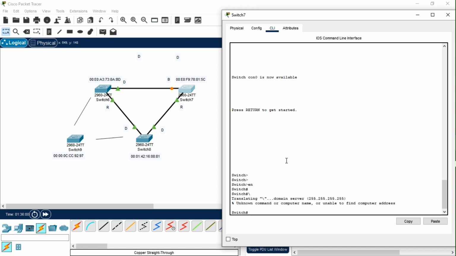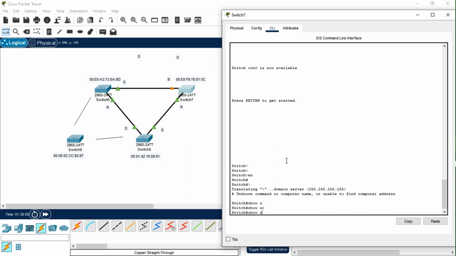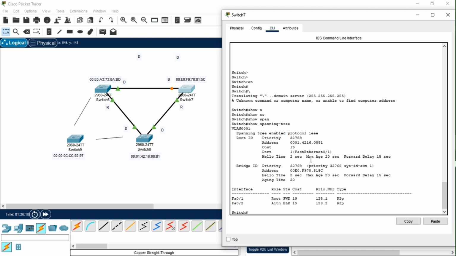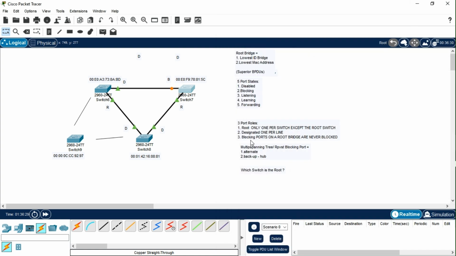Let's go back to here. Show spanning tree. So you guys can see here the role. It doesn't say blocking. The status is blocking, but the role is also known as alternative, which is blocking. So just keep that in mind when it comes to the jargon, but these rules still apply, and these rules are what's going to help us.